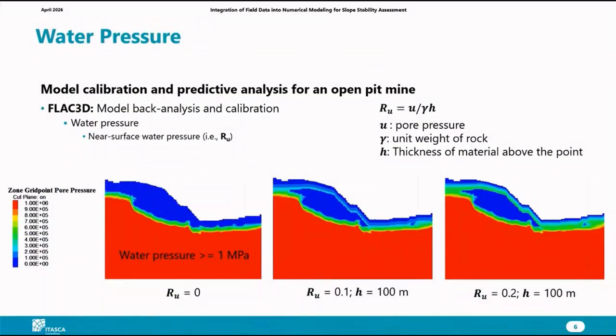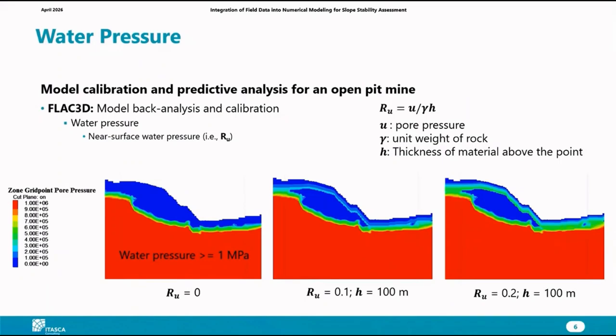As I mentioned earlier, water pressure is an important parameter affecting slope behavior. We often receive data in the form of water pressure grids or phreatic surfaces. Here, I'm showing you a cross-section of the FLAC3D model under three different scenarios. In all cases, the groundwater condition is represented below the phreatic surface. But the key difference between the models is the RU value.